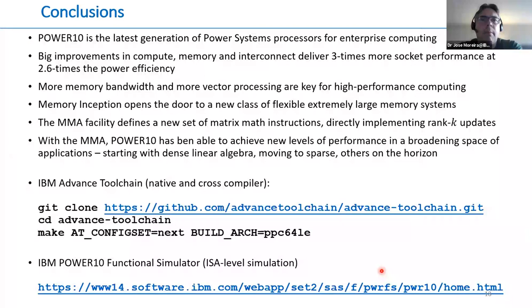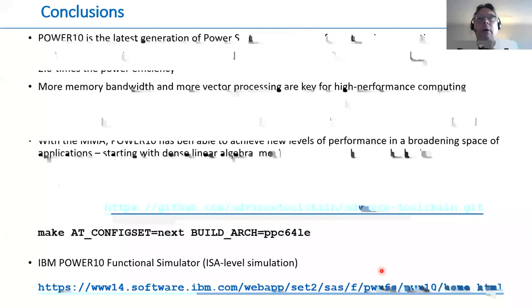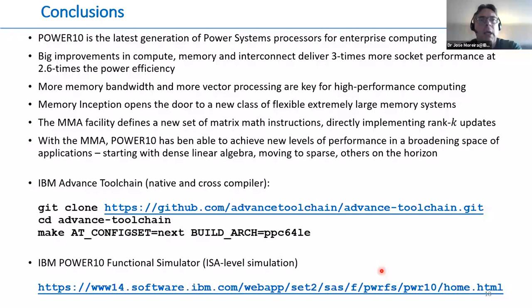POWER10 is the latest generation of Power systems. It's really meant for enterprise computing. We delivered big improvements in compute, memory, and interconnect, achieving more or less a threefold across-the-board improvement in socket performance for a broad class of applications. Again, for the things that are more matrix-oriented, including deep learning, we see more of a 10x improvement.